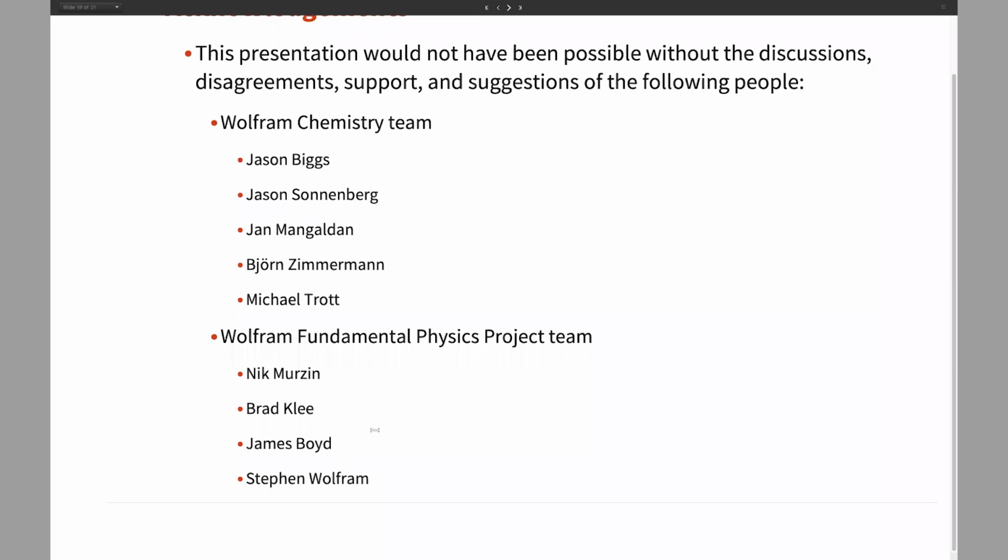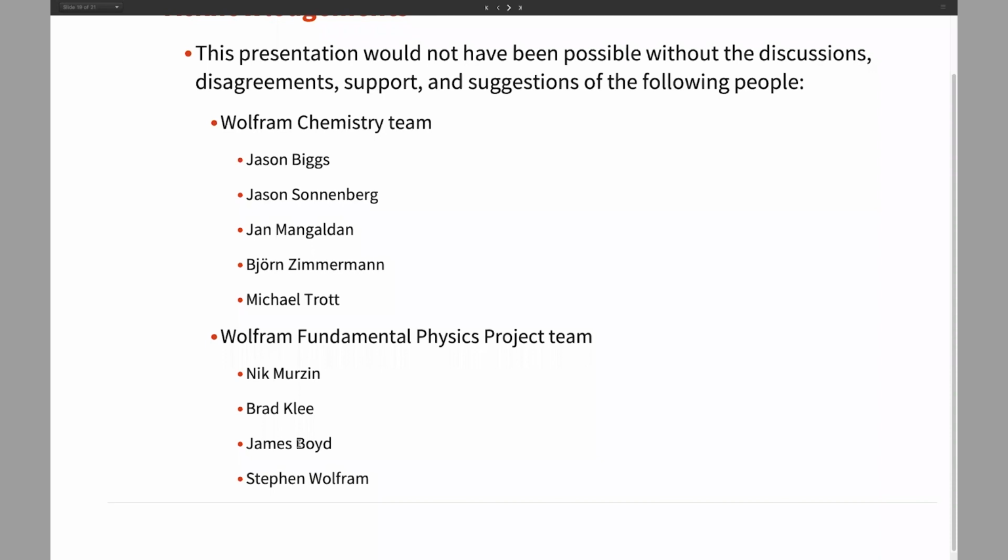And also from the Fundamental Physics Project, I've made use of the token event graph. That was Nick Merzin's work. I've done some work with direct search with Brad Klee's depth first search function. So I can start out with a molecule and not actually have to build the graph itself, but I can still search that same space with a depth first search and go from one starting material and find a particular target, at least find one route there.